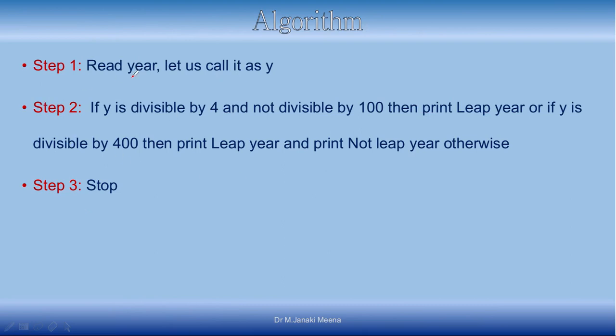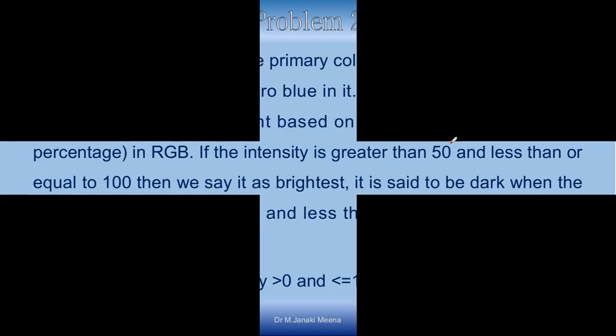The first step of the algorithm says read the year, and let y be a variable name representing the year. In the second step we have to check: if y is divisible by 4 and not divisible by 100, then we will say it is a leap year. Or if y is divisible by 400, then we will say it is a leap year. Otherwise we will say it is not a leap year. This is step 2, and we can stop after doing this.